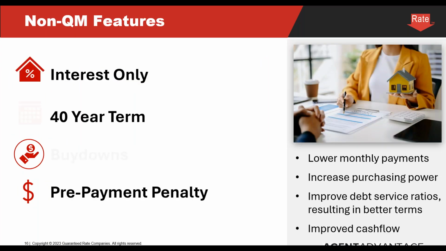So let's talk about some of my other favorite non-QM features, because I would be remiss if I didn't talk about other ways that we can say yes with industry leading interest only. We have 40-year terms, buy downs, and one of my favorites in this market, prepayment penalties. So why should you care about this? Well, we can offer borrowers lower monthly payments with features like this. And these features mean it increases purchasing power.